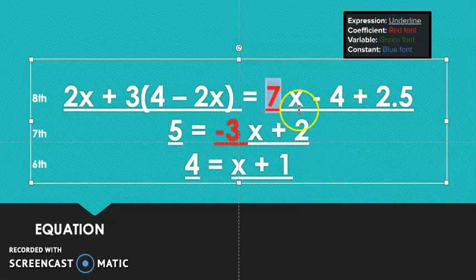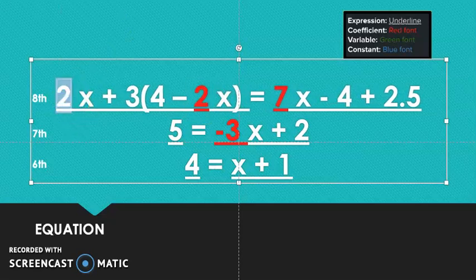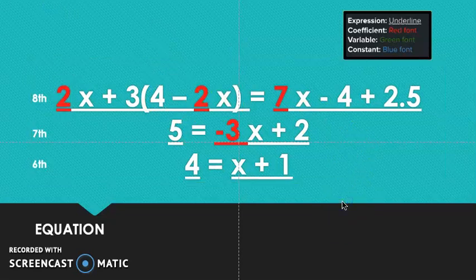Here's another coefficient, because 7 and x are together. Found another one here because 2 and x are together. And lastly, 2x over here, 2 and x are together, so that makes coefficients.